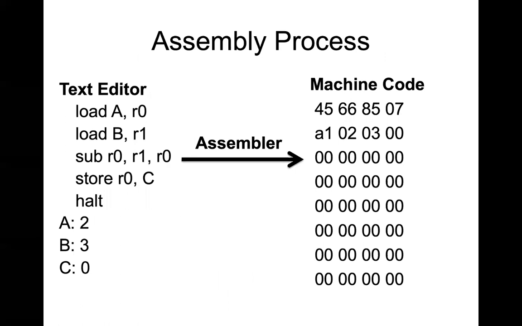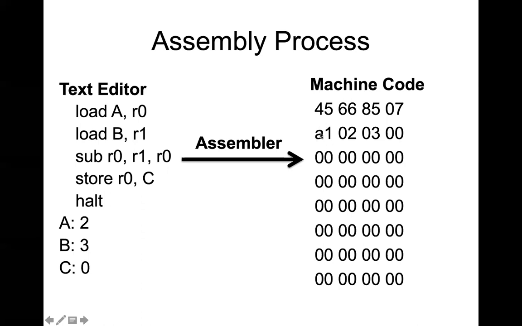So let's talk more about how assembly works. So here we have a program in assembly language. You write it in a text editor or something, and then you run the assembler, and it's going to produce the machine code. And the machine code should be exactly what you would have produced had you written the machine code yourself, corresponding to the assembly language program. So this is going to be a load instruction. Here's another load instruction. This byte is the subtract instruction. Then there's the store, and then a halt.